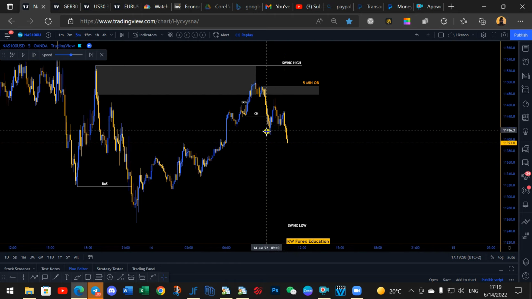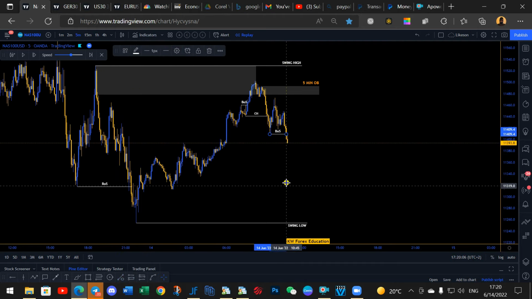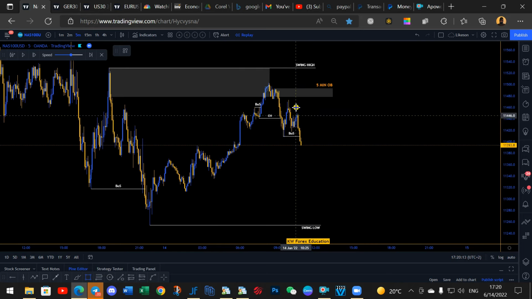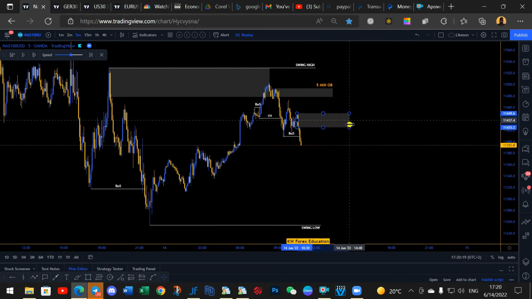Now from here we have a change of character. Now we have even more confirmation that the price is now going down. We have a break of structure down here. We have this break of structure here. We have this break of structure. And this is our order block we are looking to trade from. So I was looking for my sales.